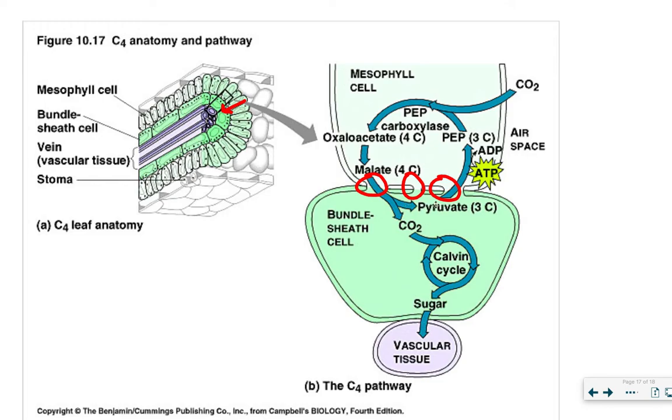The pyruvate that is produced as the intermediate molecule is broken will be recycled back into the mesophyll cell, and with some ATP will be converted back into PEP, so the process can repeat. So again, there's a spatial separation between the fixation of carbon and the Calvin cycle itself, ensuring that Rubisco is only getting carbon dioxide.